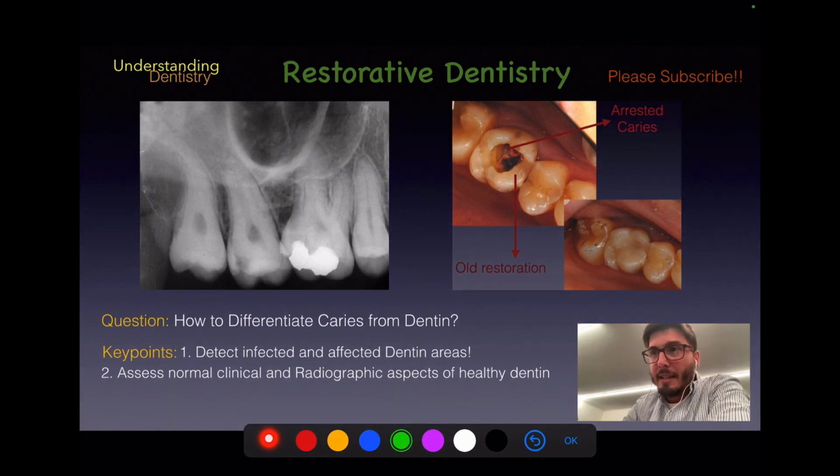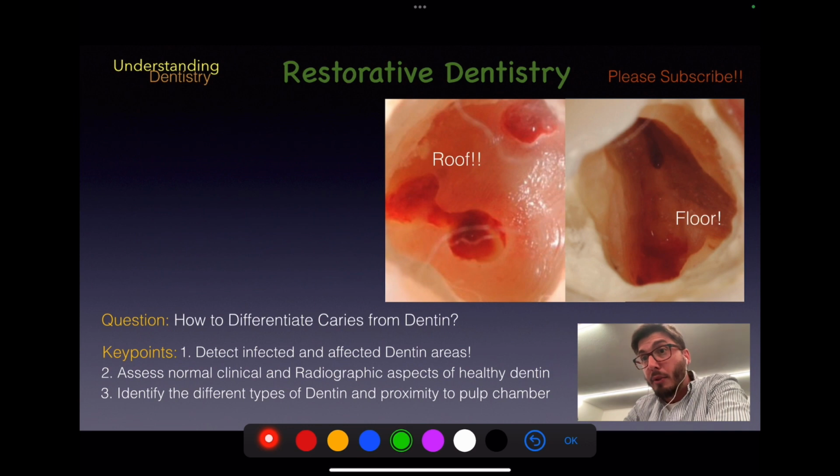However, in this case, I'm already showing you guys arrested caries areas, and there is even a node restoration, and I actually had to cure it and remove this caries, even though the root canal was already treated, before doing the restoration that you guys are seeing in the picture below, right? So that's the second key point.